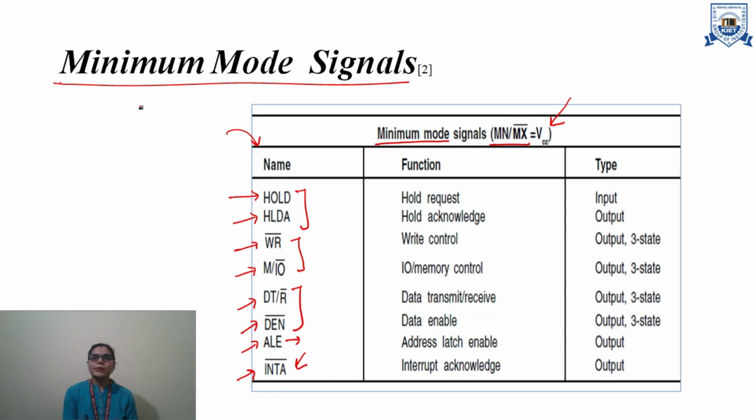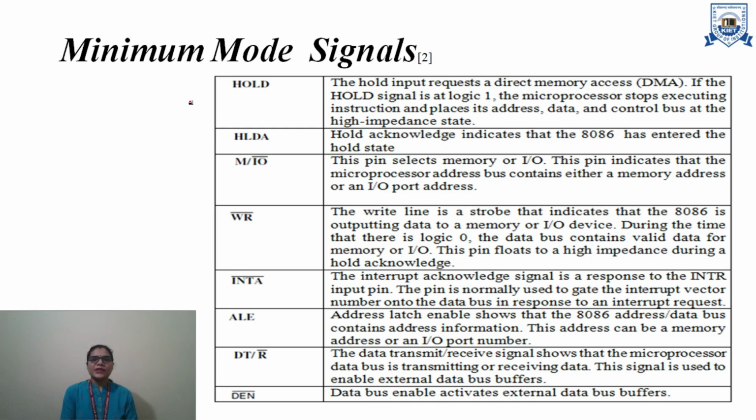So in these minimum mode signals, we have memory as well as input output signals. As we discussed, hold pin is used to get the DMA request. Whenever processor 8086 has DMA request, it will have it at hold pin. After having the DMA request at hold pin, it will work as it does for DMA transfer. HLDA is hold acknowledgement pin. Processor will acknowledge through this pin after getting hold request.